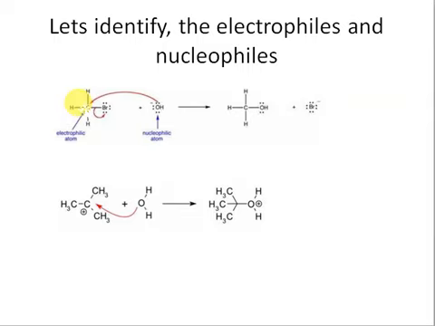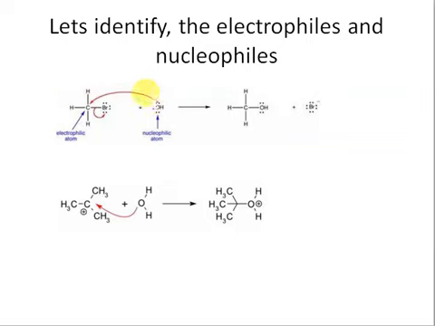This is the electrophilic atom. While here we have a hydroxyl ion, and you can see the hydroxyl ion has extra electrons, it is electronically rich. So the oxygen atom of the hydroxyl ion is a nucleophile, right? So always remember, a nucleophile will always attack an electrophile, right? So this is the direction of the arrow.